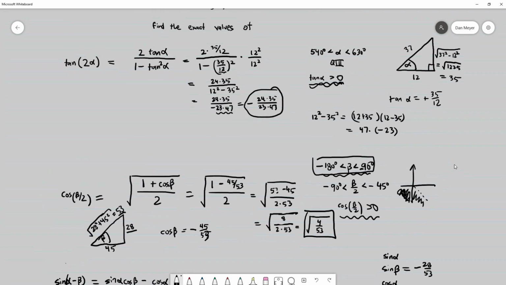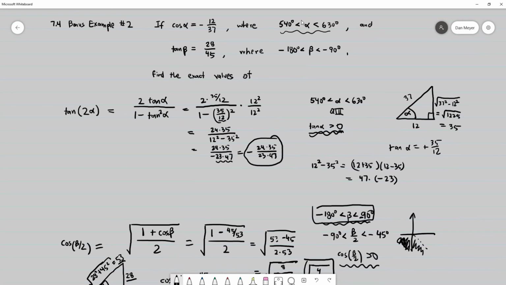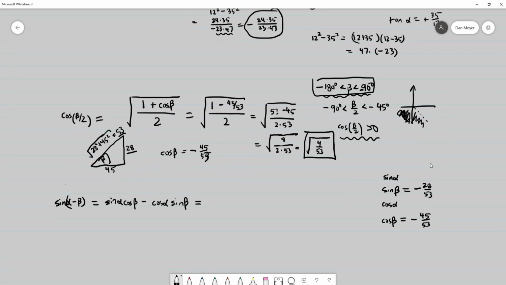All right, thinking about alpha. I erased it, but I think we decided that alpha was in quadrant 3. Yeah. Alpha's in there, it is right there. Alpha's in quadrant 3. So sine and cosine of alpha are both going to be negative.